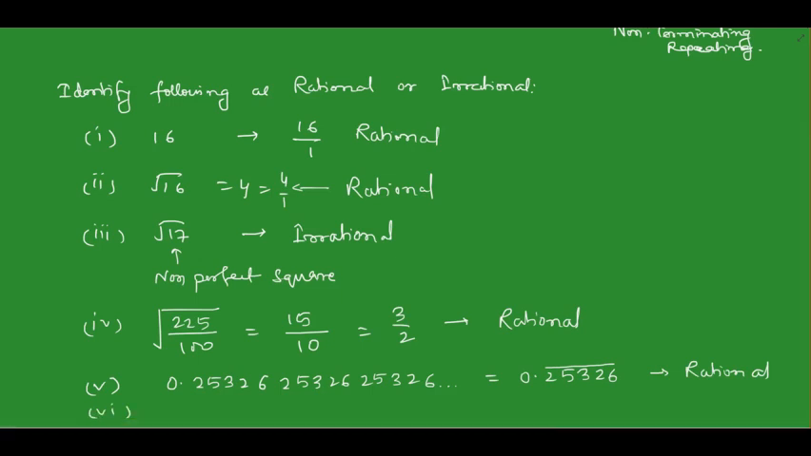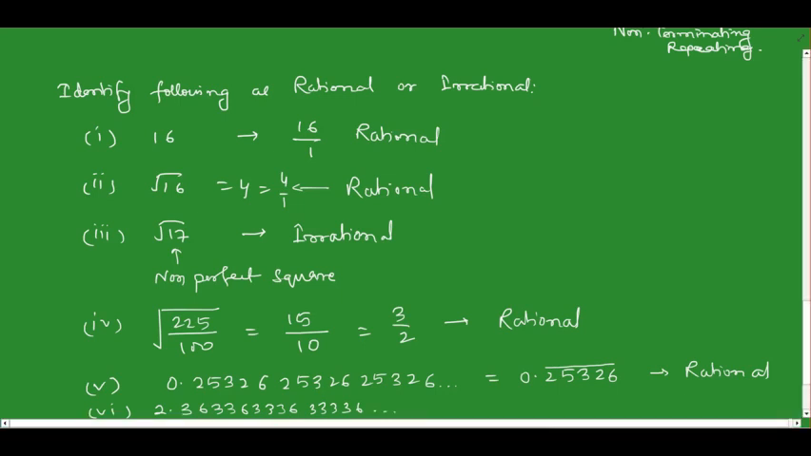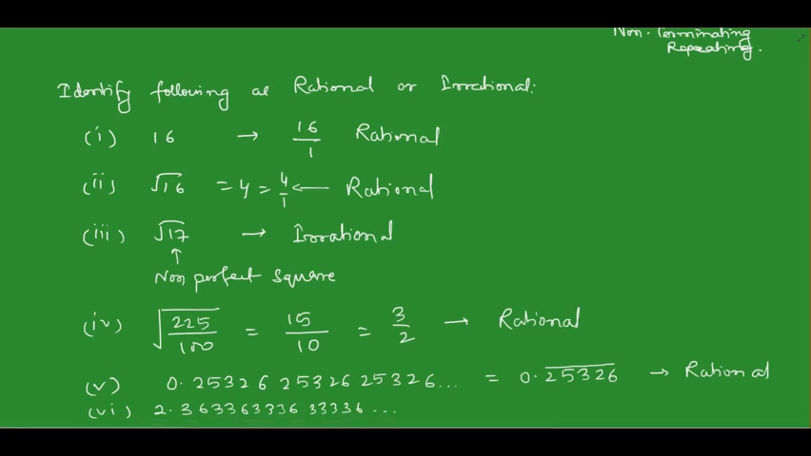Let us see one more example, like if we have 2.36, 336, 3336, 33336, and dots, you can see that it's forming a pattern. Here the same digit or the same block of digits is not repeating, it changes every time, and in this case this comes under irrational. Okay, so now you can identify, and now you are aware of rational and irrational numbers.